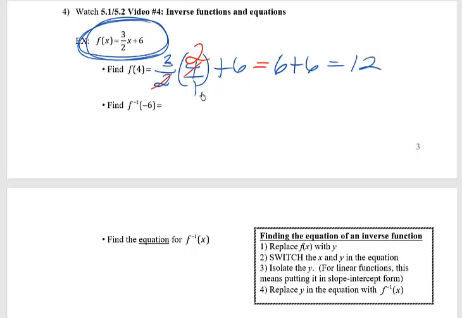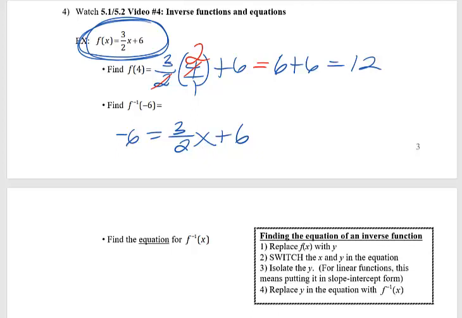But that means in the original function, this negative 6 would be treated as a y. If it's an input here, it was an output back there. So the way that I would have to determine this answer using the original function is I would have to replace the negative 6 where the y normally goes. In other words, here on the left, in place of the f of x. This is not going to be quite as easy as the last one. I'm going to have to do some algebra here to get x by itself.